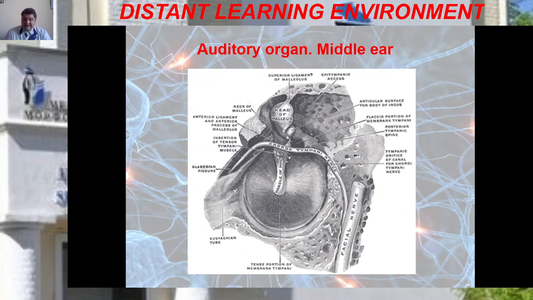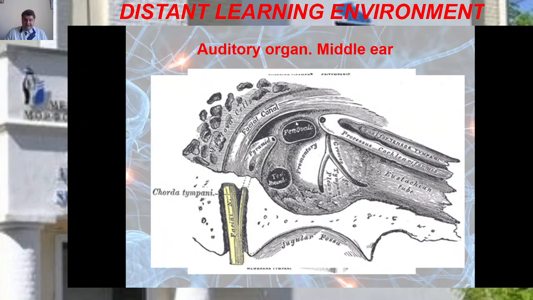The long process runs parallel to the handle of malleus, medially and posteriorly of it, and has a small oval thickening on its end, the lenticular process, which articulates with the stapes. The stapes justifies its name in shape and consists of a small head, caput stapedis, carrying an articulating surface for the lenticular process of the incus, and two limbs, the anterior less curved limb and the posterior more curved limb. The limbs are attached to an oval base, basis stapedis, fitted into the fenestra vestibuli, as I told you.